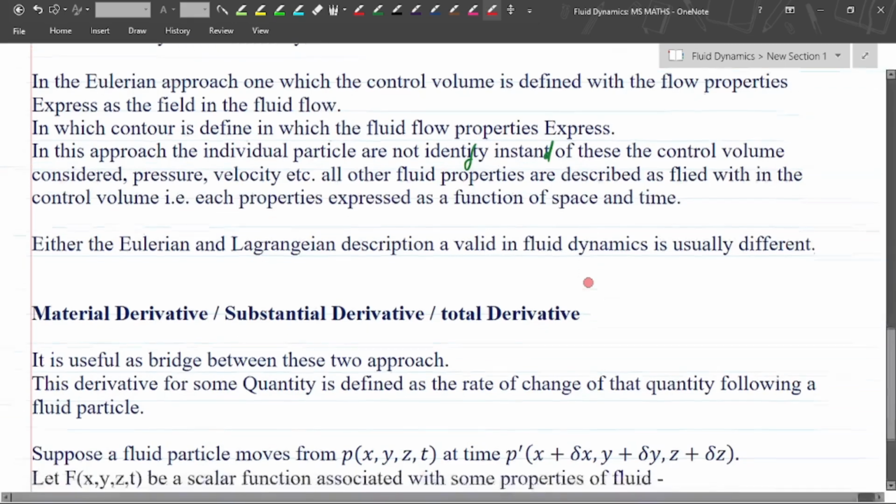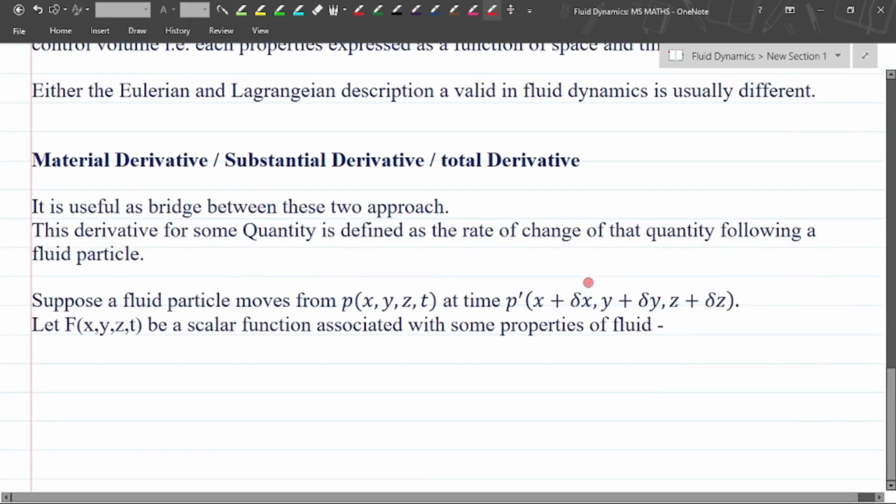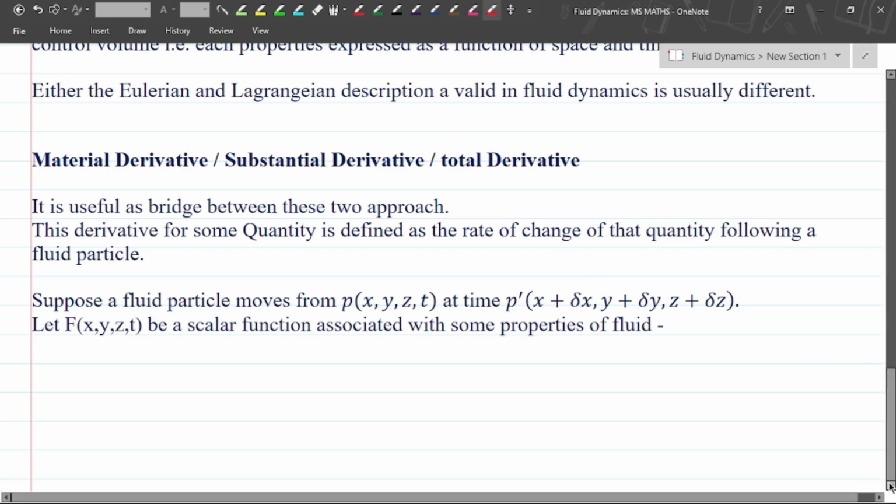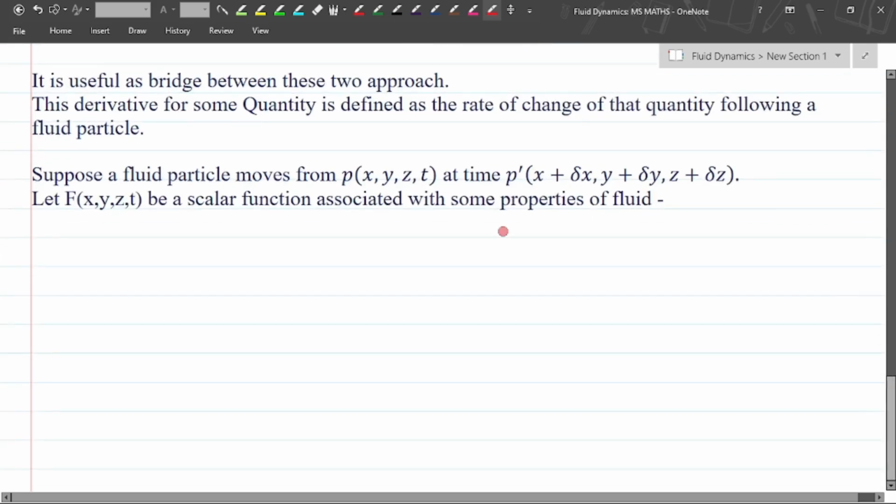Now, how can we relate both fluid flow descriptions? There is the total derivative concept, or the material derivative, which is nothing but a useful bridge between these two approaches. This derivative for some quantity is defined as the rate of change of the quantity following a fluid particle. That quantity can be pressure, velocity, etc.